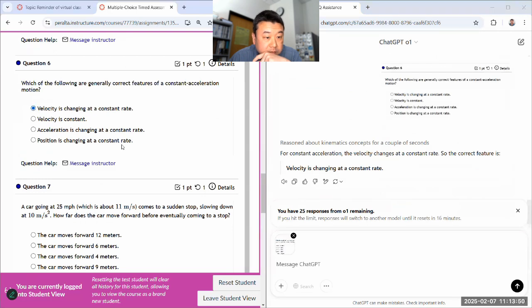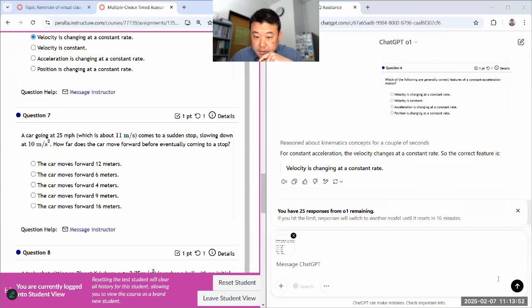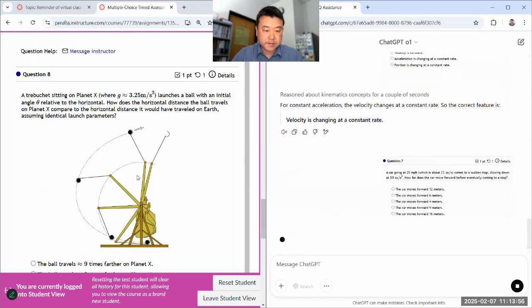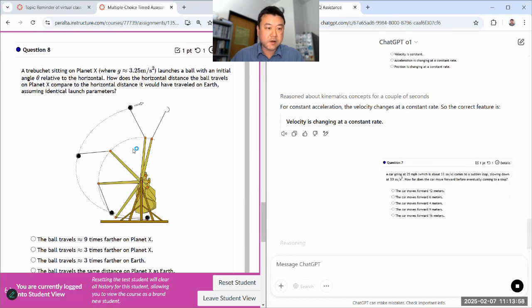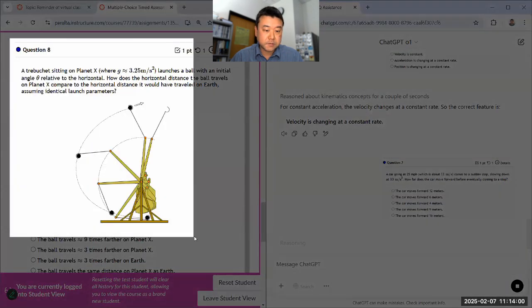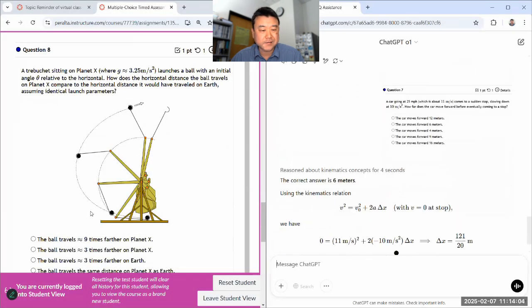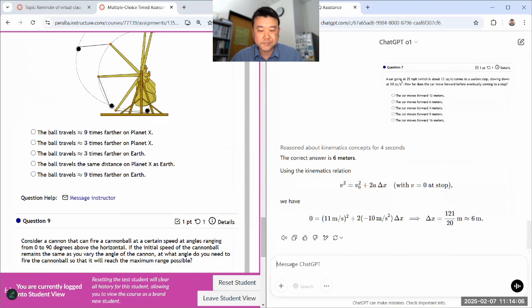Constant velocity is changing constant rate. Oh, so that'll be fine for this session. I might run out of those O1 responses for the second part of today's agenda, but that's fine. Then I'll just switch to, I don't know, something.